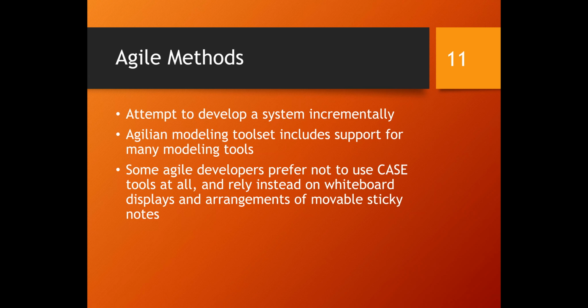Agile methods attempt to develop a system incrementally, not in one hit like RAD did, but gradually. The agile modeling tool set includes support for many modeling tools, because as I told you, right now many companies use agile methods. So that's why in the market there are a lot of modeling tool sets for agile. Some agile developers prefer not to use CASE tools. I'll talk about CASE tools in detail when we reach that part.